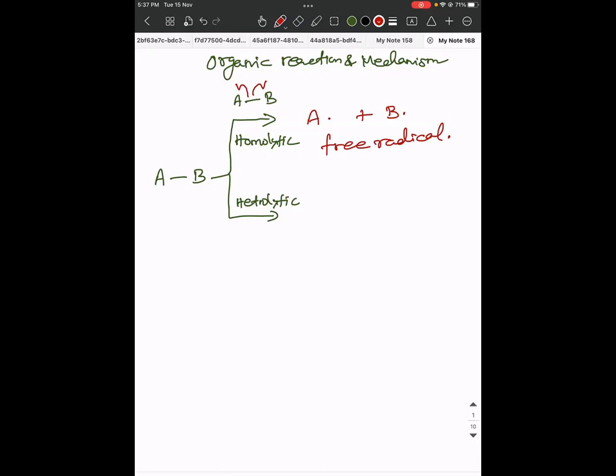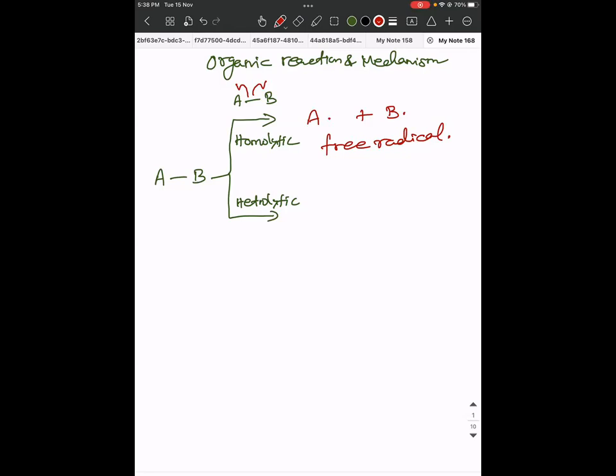H2 will give H dot and H dot, and Cl2 will give Cl dot and Cl dot. You may ask, sir, what about HCl? Definitely it will be H plus and Cl minus, no doubt, because chlorine is more electronegative than hydrogen. But based on the condition, it may also give H dot and Cl dot. We are going to see this in hydrocarbons. When a chlorine radical is already generated, it will attack the H-Cl bond and give Cl2 and H dot. So this is called free radical.